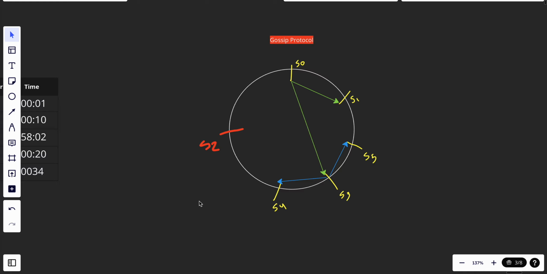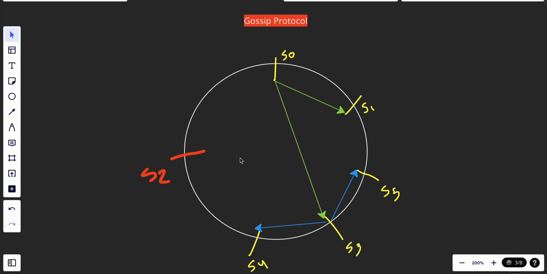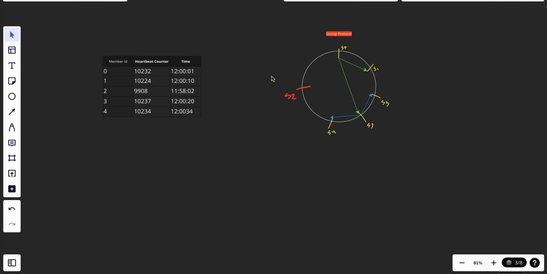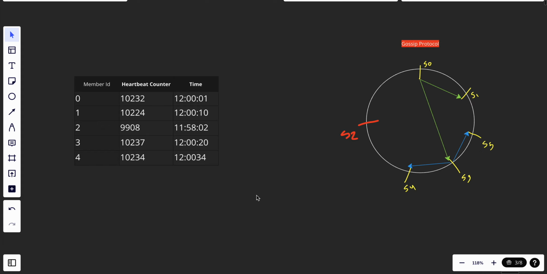Let's take an overview of how it works. I hope you can see both of them right now. Each node that you're seeing maintains a node membership list, which contains a membership ID, the heartbeat counter, and the time. Each node periodically increments its heartbeat counter. Each node periodically sends heartbeats to a set of random nodes, which in turn propagate to another set of nodes.